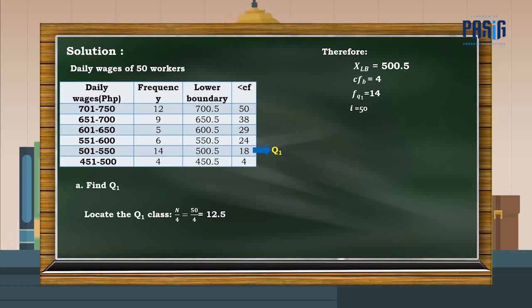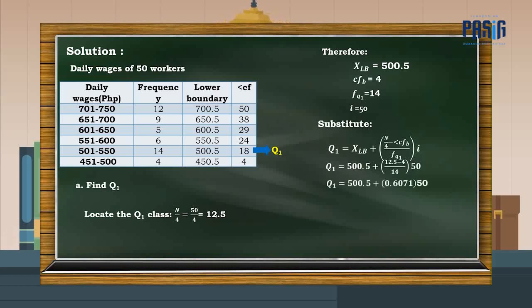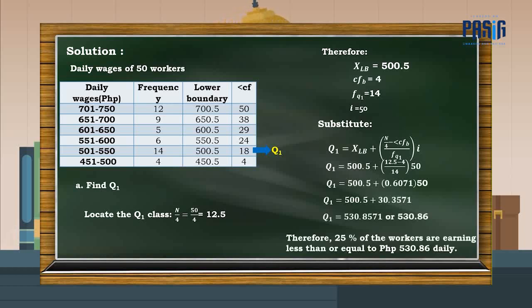Let us substitute these values to our formula and perform the operations. Therefore, our Q sub 1 is equal to 530.86. Therefore, 25% of the workers are earning less than or equal to 530 pesos and 86 centavos daily.